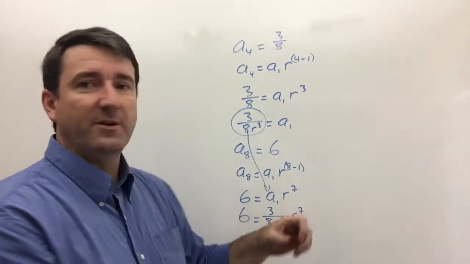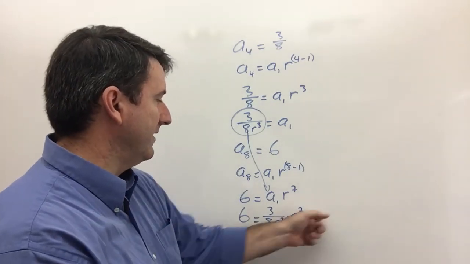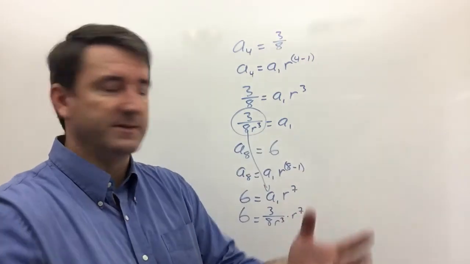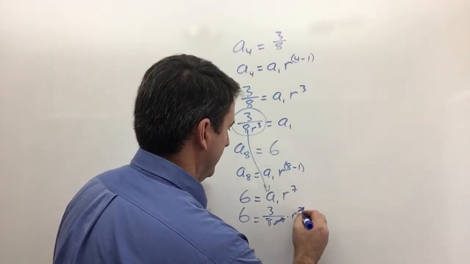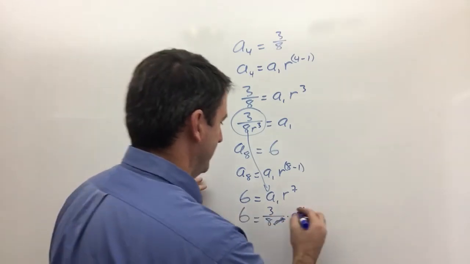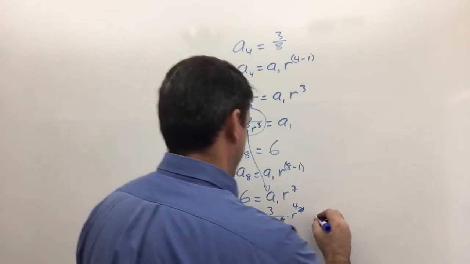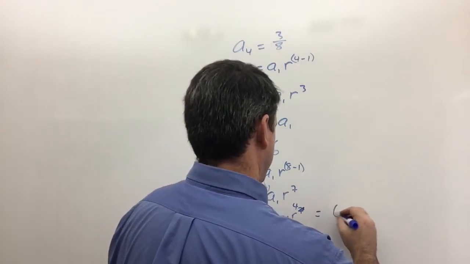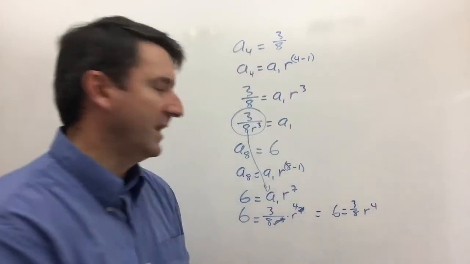So remember, r to the 3rd is just r times r times r. So there's 3 r's multiplied here, and then r to the 7th is r times r times r 7 times. And so 3 of these r's are going to cancel 3 of these r's, so that's going to be r to the 4th. So we get that 6 is equal to 3/8 r to the 4th.